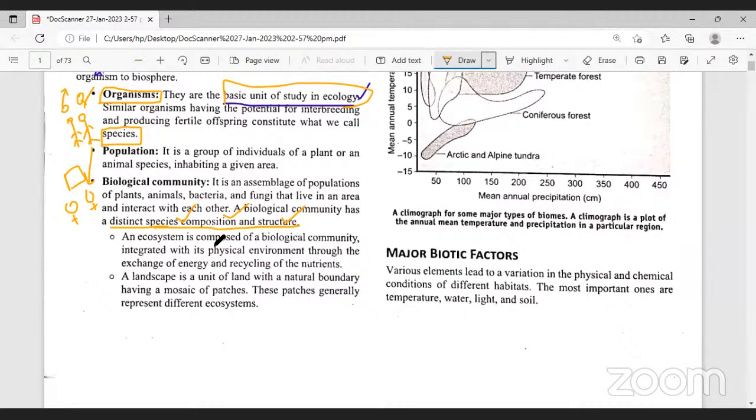What is my physical environment? Light, temperature, water, and air. All depend upon the abiotic factors. Living organisms depend on abiotic factors such as temperature, light, and also water and air. Okay, all those things. But in between the exchange of energy, how will the light energy be obtained?